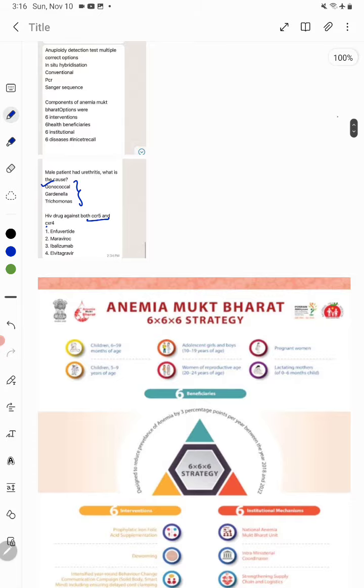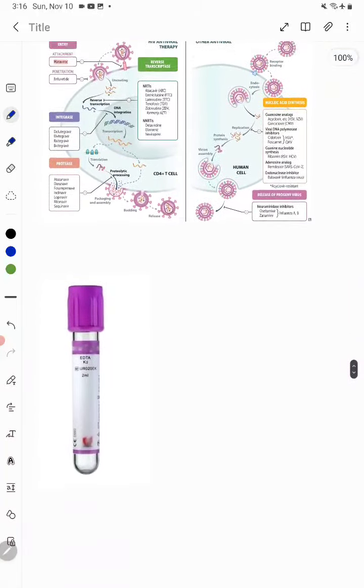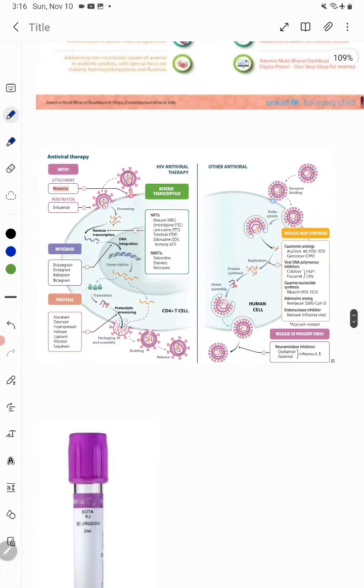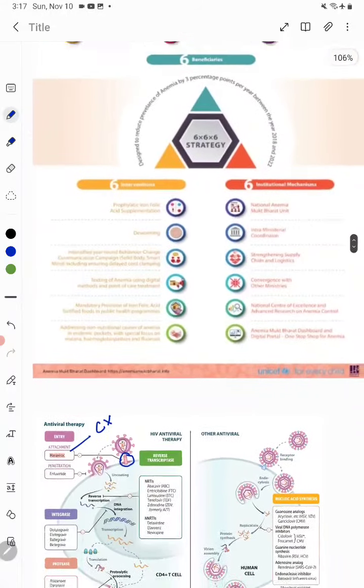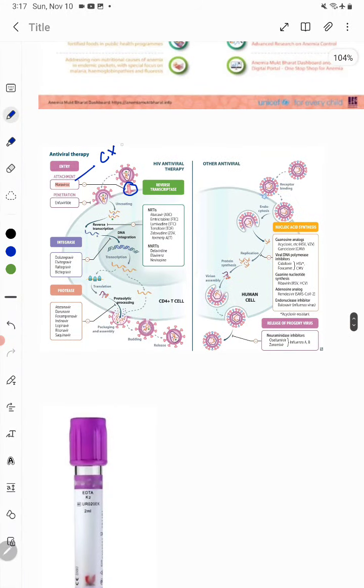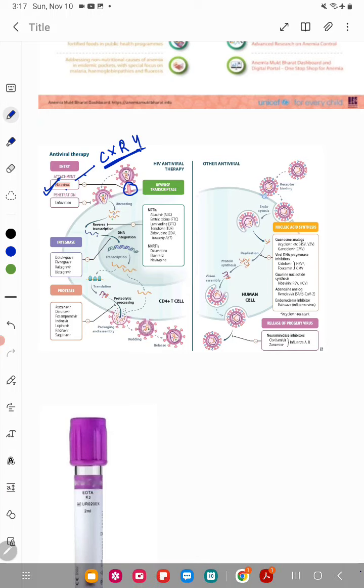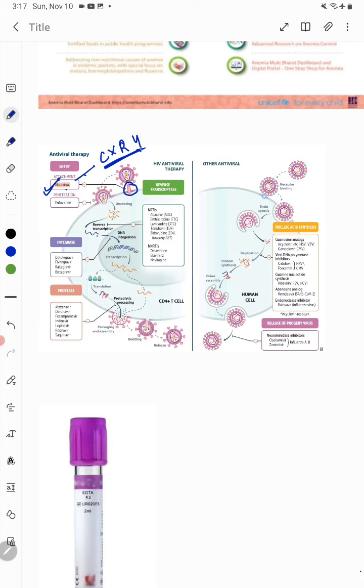Now HIV drug that acts against both CCR5 and CXCR4. So basically attachment inhibitors. So earlier it was thought that maraviroc acts against only CCR5, but recently they've said that it acts against CXCR4 as well. So maraviroc is the right answer here. But other than that, there are drugs, so attachment inhibitor, we only have one. Even if you remembered one of those, CCR5 or CXCR4, you could have answered this question.